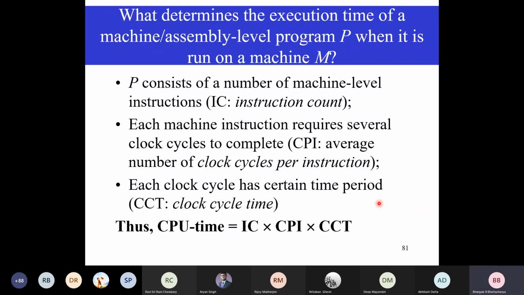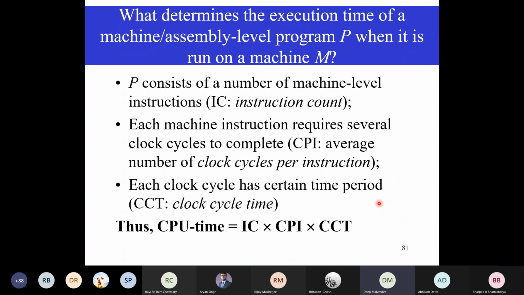If the CPI value, the average number of clock cycles per instruction, becomes smaller, then the CPU time would be improved. Similarly, if the clock cycle time is reduced, then the CPU time would decrease. So the question is, of course I can reduce instruction count by designing good algorithms or writing good programs. How would I reduce the value of CPI or the value of clock cycle time?